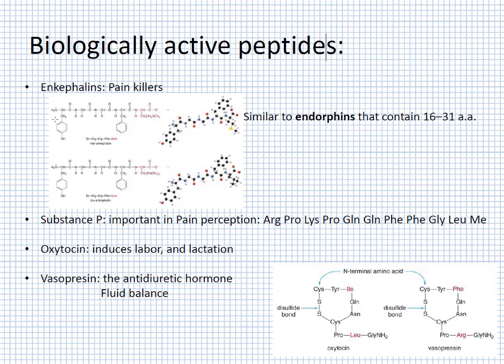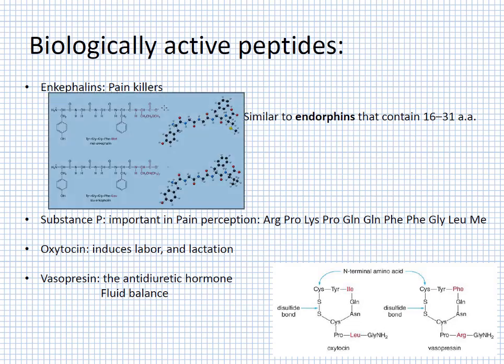By the way, you don't have to know the names of any of these or the sequences or anything like that. All I expect you to know is that there are some biologically active peptides that are small. They're 3 to 5 to maybe 50 amino acids linked together. But they're not quite proteins yet. We'll talk more about proteins later.